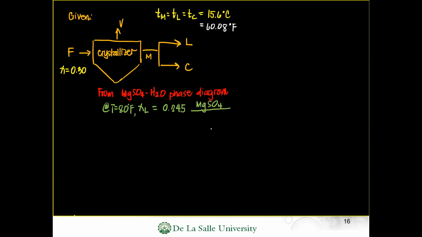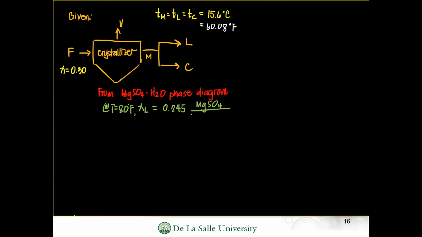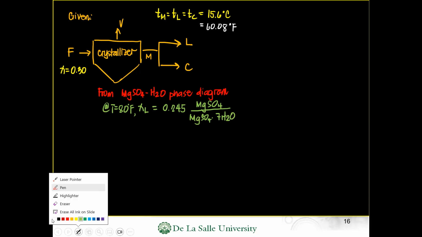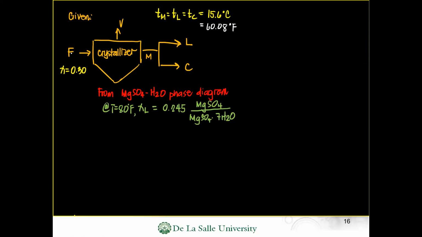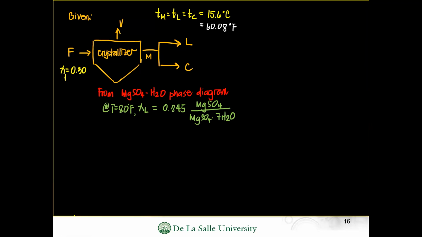And then you will notice here that the line that it touches is magnesium sulfate heptahydrate. So MgSO4 7H2O, right? Okay. So why are these important? Again, you know F and XF. You don't know the XL. You don't know the XC yet. This one, by the way, this is XF. We have to know the XL. We have to know the C, right? How do we get the XC?